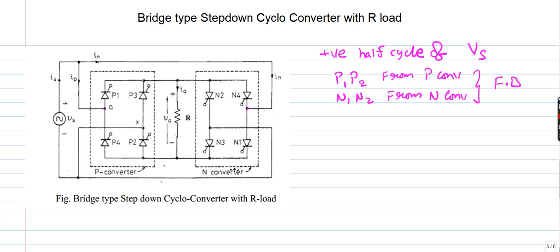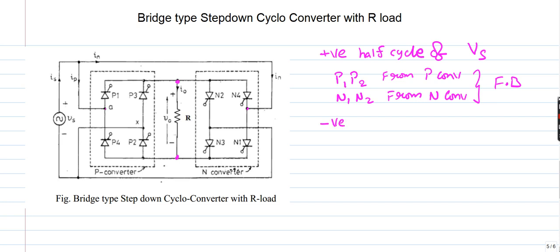Observe the configuration. This is similar to your dual converter. A P type converter, a single phase full bridge converter here, and another single phase full bridge converter here, but the direction of the thyristors is reversed. And this is your load, connected here. The same source is connected to the P type converter and the N type converter. During the positive half cycle of the source voltage, P1 and P2 from the P converter will be in forward blocking mode, and N1 and N2 from the N converter will be in forward blocking.